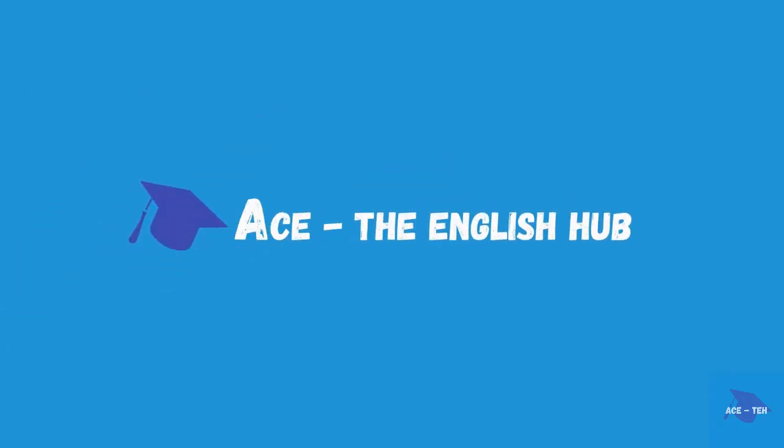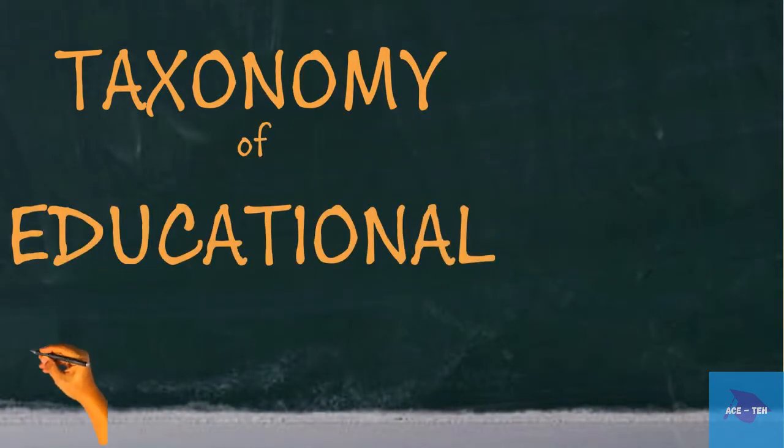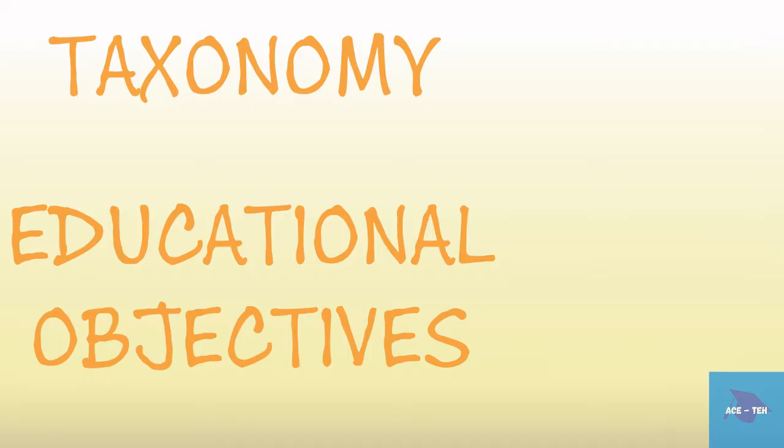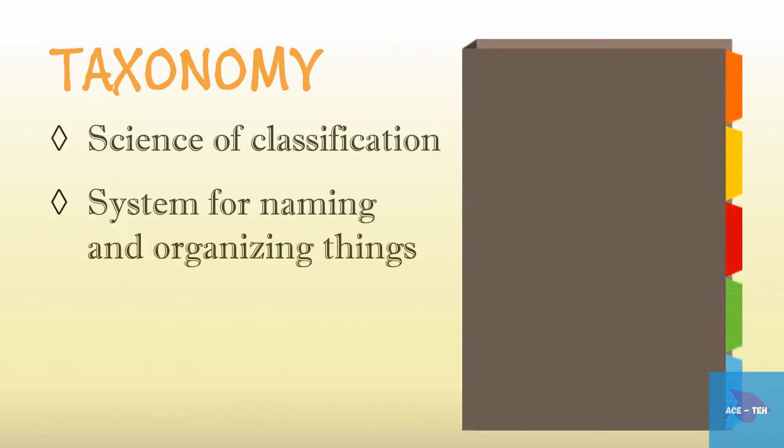We are beginning another series of videos on taxonomies of educational objectives. Let's first discuss the terms we see in this title, taxonomy and educational objectives. Taxonomy is a science of classification. It is a system for naming and organizing things.